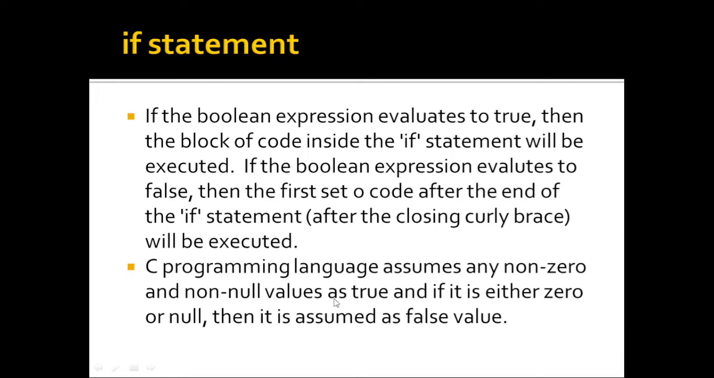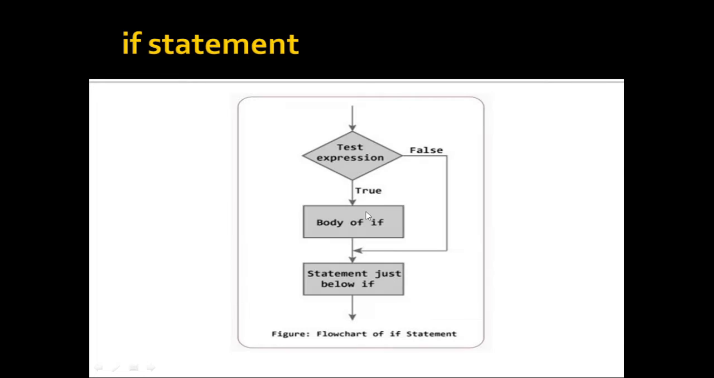If we're going to illustrate the if statement in a flowchart, it is something like this. We have here the Boolean expression or the test expression. This can result to true or false. If it is true, then we have the body of if, or the statements that will be executed if the condition is true. If false, then it will just go to the statement just below the if statement. So that's the if statement.